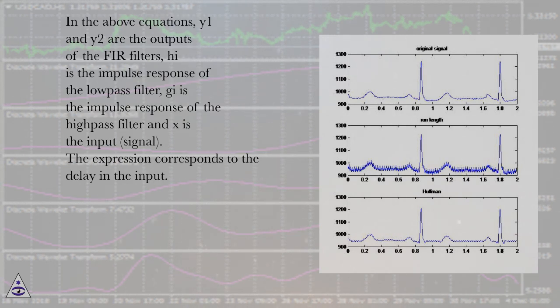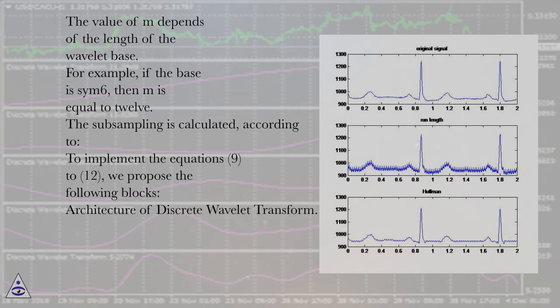The expression corresponds to the delay in the input. The value of M depends of the length of the wavelet base. For example, if the base is Sym6, then M is equal to 12. The subsampling is calculated. According to implement the equations 9, 10, 11, 12, we propose the following blocks.